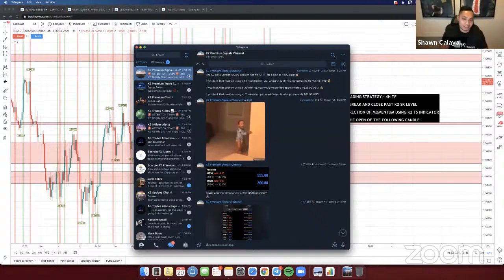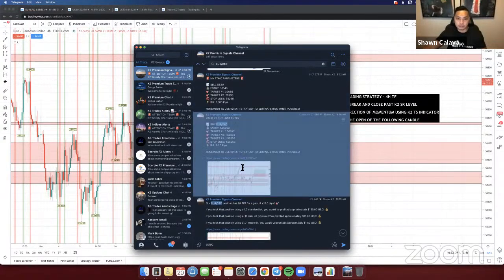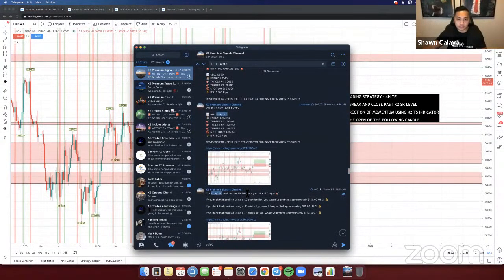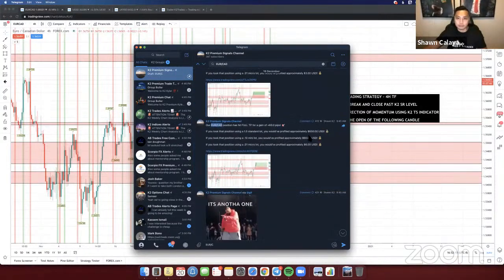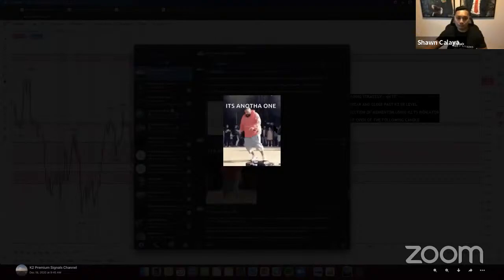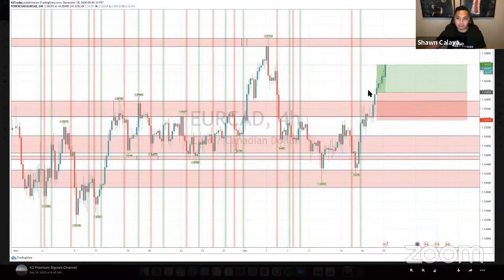But looking at EuroCAD over here, I actually called that trade last week, and then we hit full TP. So I called this on Thursday. It was a gain of 60 pips. We hit TP1, and then we ended up hitting full TP right here for another one, obviously. So if you guys took that trade, we hit full TP already on that one.